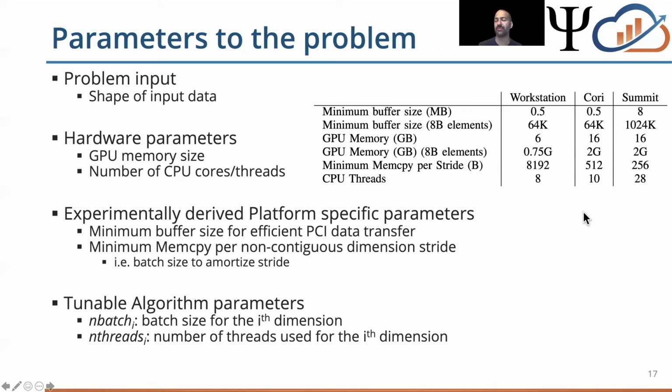So here's three different platforms. The first platform is a workstation that I have. And I found that the minimum buffer size is 0.5 megabyte. In 8-byte elements, which is a complex float, that's 64K elements. The GPU memory size is 6 gigabytes, and that turns out to be about 3/4 of a gig elements. The minimum mem copy per stride is 8K, and there are 8 CPU threads. And these are the numbers for Cori, which is at NERSC, and Summit, which is at Oak Ridge.